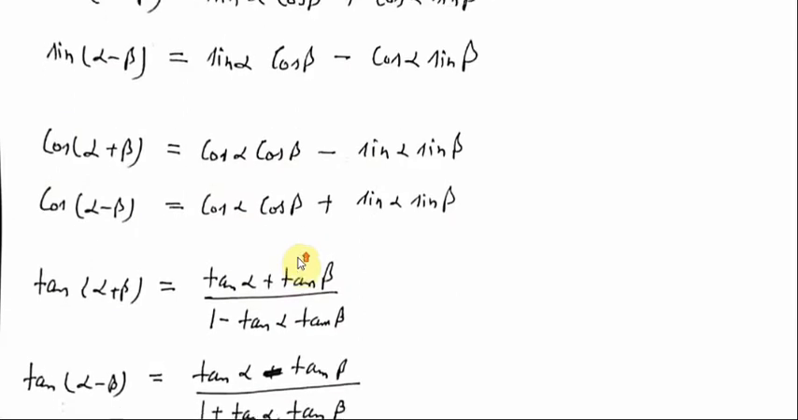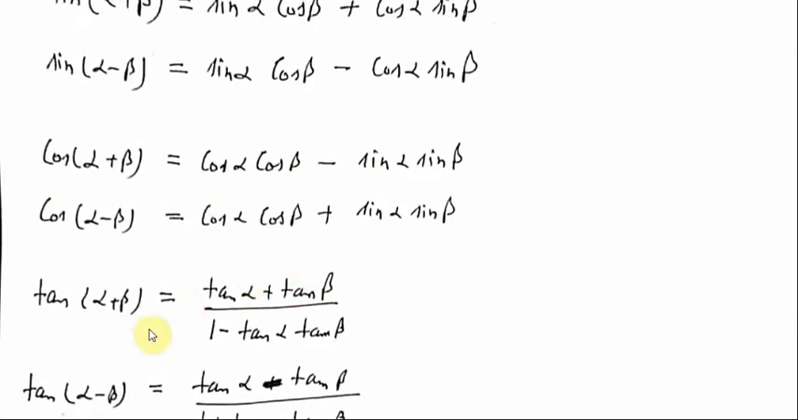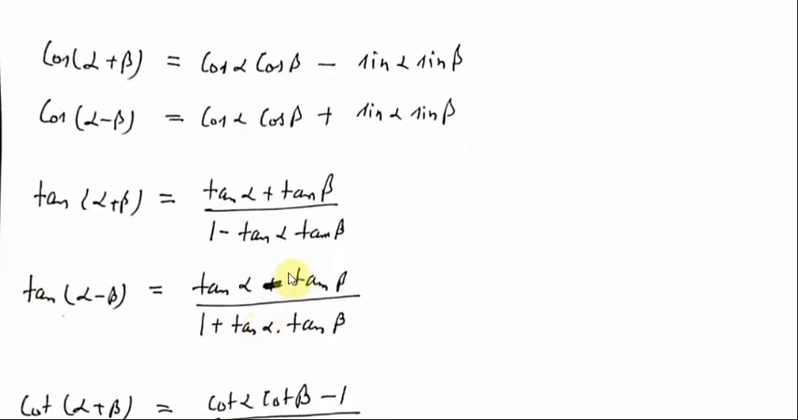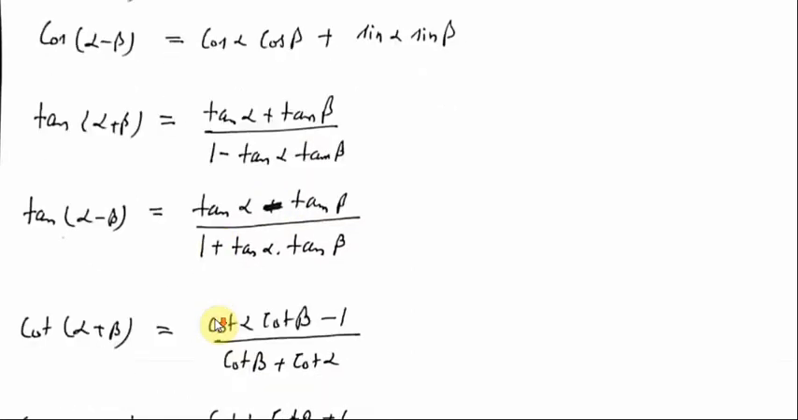So now tan (alpha plus beta) is equal to (tan alpha plus tan beta) upon (1 minus tan alpha into tan beta). Tan (alpha minus beta) equals (tan alpha minus tan beta) upon (1 plus tan alpha into tan beta). So in case of plus, the plus sign comes in the numerator and the minus sign comes in the denominator. For alpha minus beta, the minus sign comes in the numerator and the plus sign comes in the denominator.